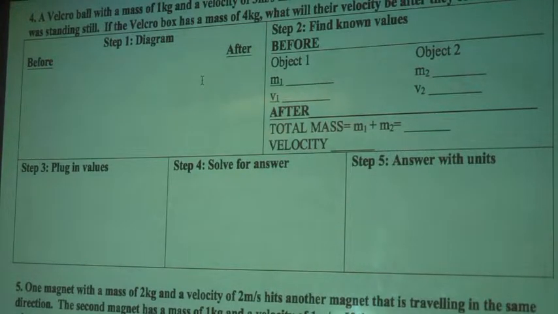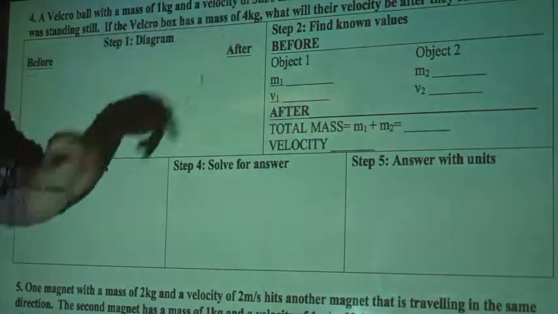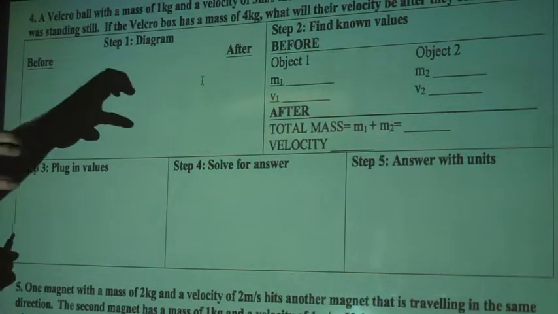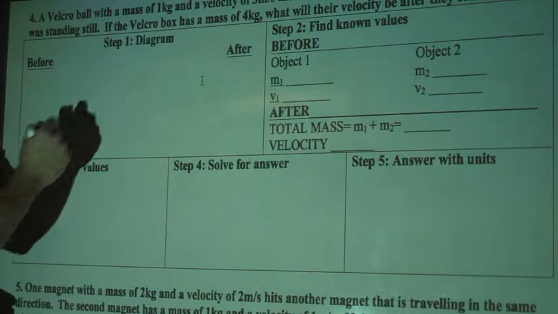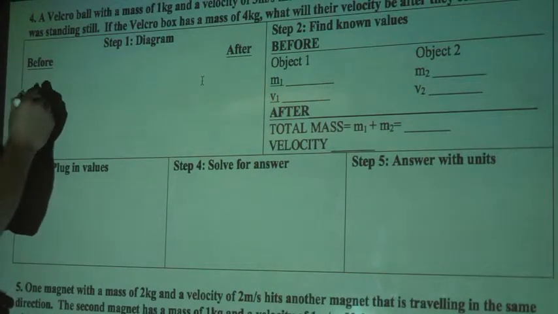The next problem: a Velcro ball with a mass of 1 kilogram and a velocity of 3 meters per second flies through the air and sticks to a Velcro box that was standing still. The box has a mass of 4 kilograms. What will the velocity be after they collide?